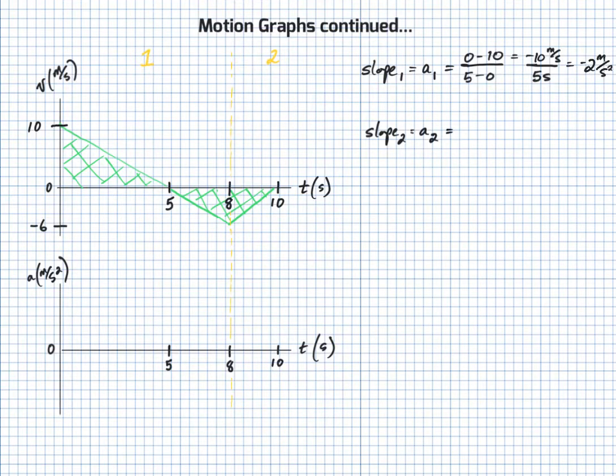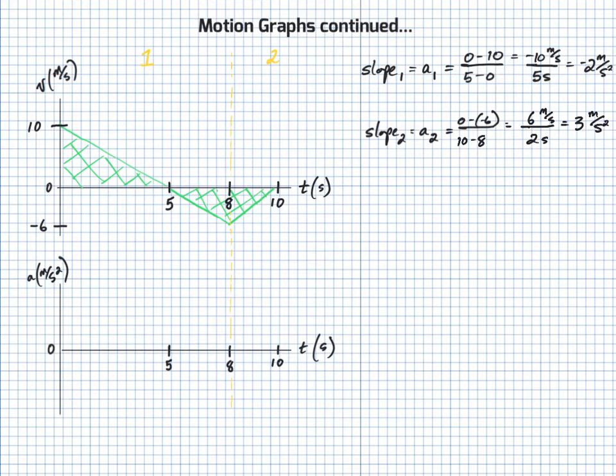Now for slope 2, our rise, we're going to be taking 0 minus negative 6, because our final velocity here is 0, and our initial was negative 6. So we're going to take 0 minus negative 6, and our run here is 10 minus 8. If we do this math, we're going to get 6 meters per second divided by 2 seconds, and that's going to give us an acceleration in section 2 of 3 meters per second squared.